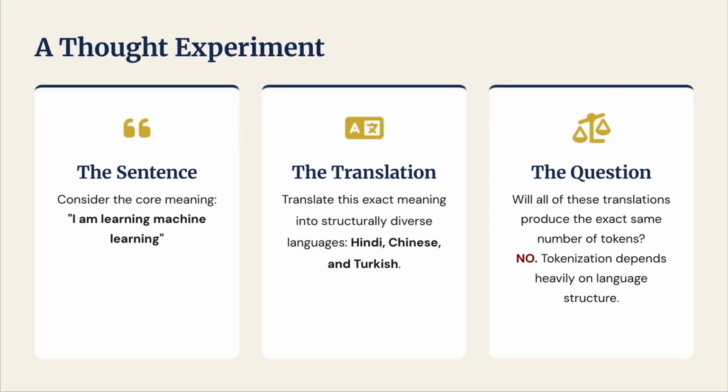To make this concrete, let's run a simple thought experiment. Take a sentence, I am learning machine learning. Now translate it into three structurally different languages, say Hindi, Chinese, and Turkish. Each of these languages has a fundamentally different grammar, script, and word formation system. The question is, will all three translations produce the same number of tokens?